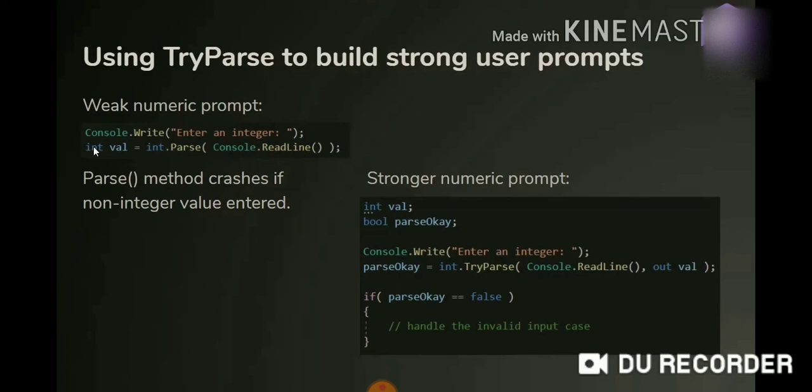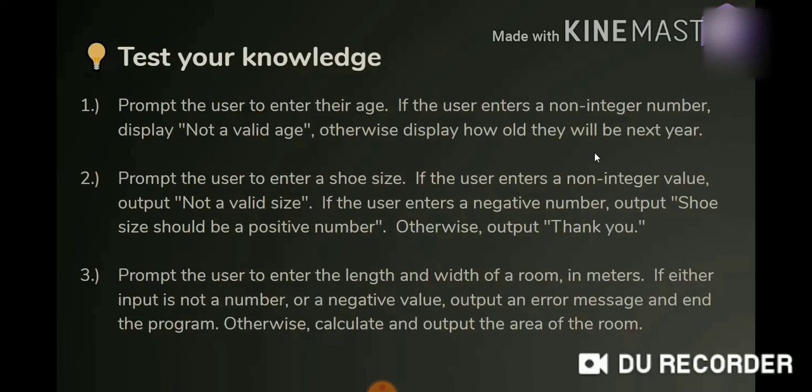We are using strongly typed prompts, that is, the old prompt can use TryParse to now build the strongly typed prompts. In the old prompt syntax we have to write Console.ReadLine, followed by trying to convert it into a number if necessary and save the result, but that syntax will crash if the user enters a non-integer number or a non-numeric value. So here I have an example for the strongly typed prompt here. And then we move to the test your knowledge.